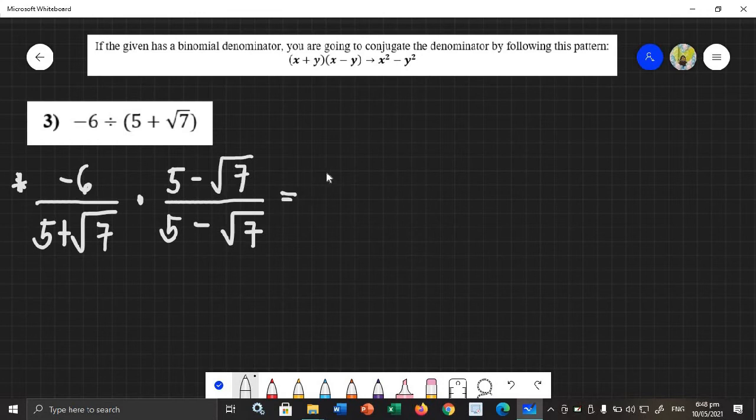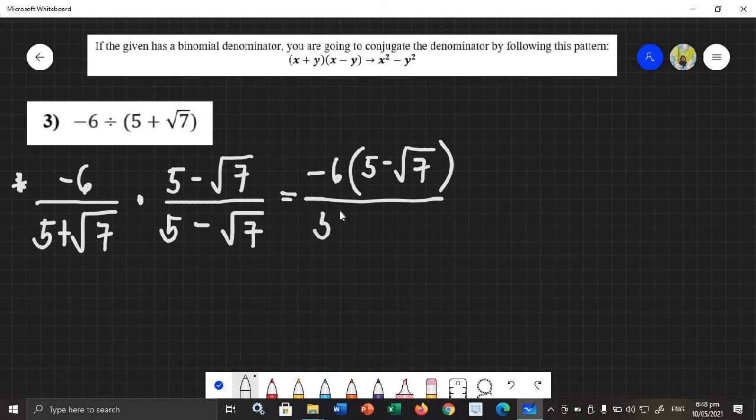And then multiplying this, we have negative 6 times quantity 5 minus square root of 7, all over, if we multiply conjugates kasi, you're going to apply yung special products regarding the sum and difference of two binomials. So what will happen is that you will be getting the square of the first term. So the first term is 5, and then they are always separated by a minus sign, yung product nila. And then you will be getting the square of the second term. So square root of 7 squared.